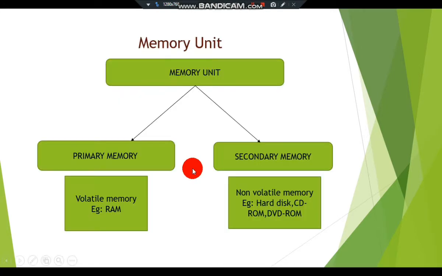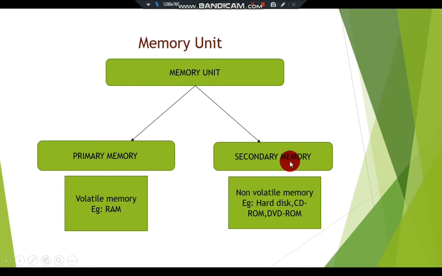Now you can see the next one, the memory unit. The memory unit can be divided into 2 parts, primary memory and secondary memory. Primary memory is also known as volatile memory. What is the meaning of volatile memory? It means temporary. It can store the data only temporarily. The example of primary memory is RAM, random access memory. What is the expansion of RAM? Random access memory. And secondary memory is known as non-volatile memory.